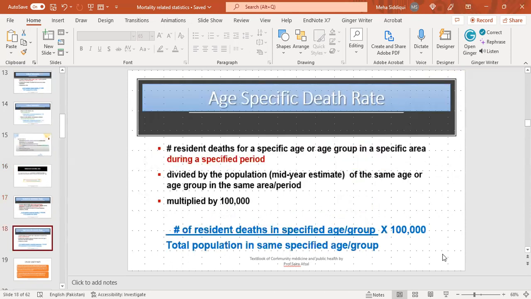Now, age-specific death rate. It is the number of resident deaths for a specific age or an age group in a specific area during a specified period, divided by population, usually mid-year estimate of the same age or age group in the same period, area or over period, multiplied by 100,000.